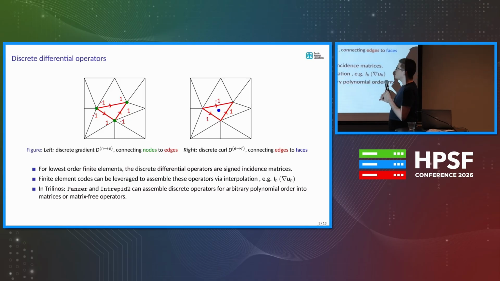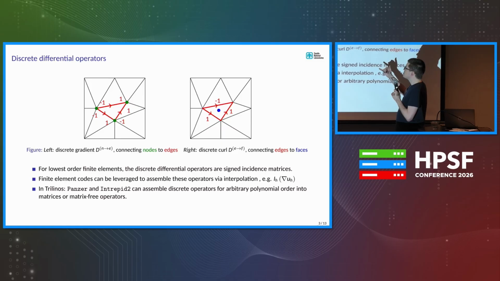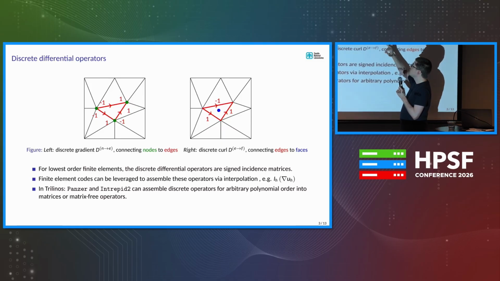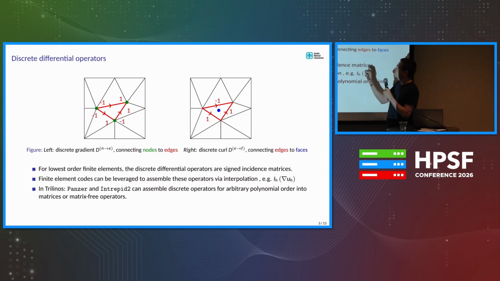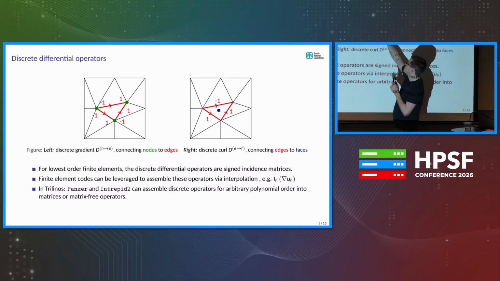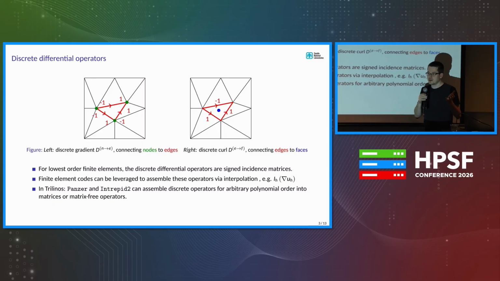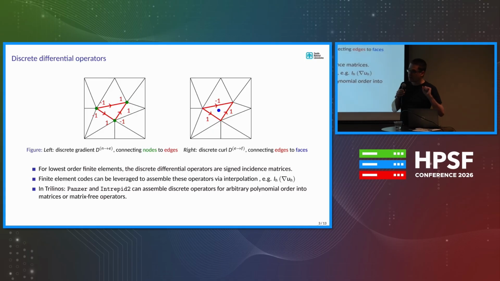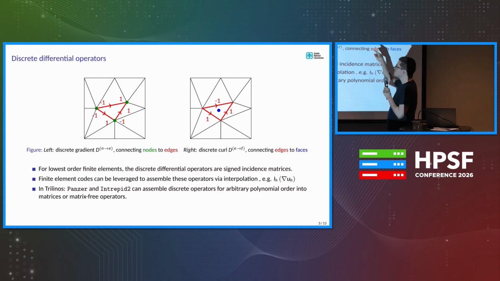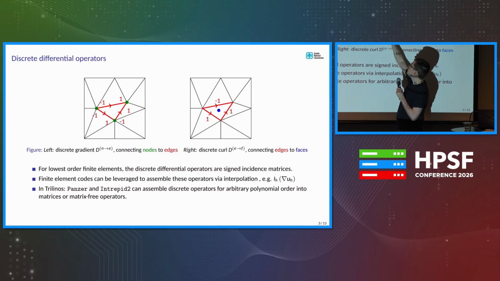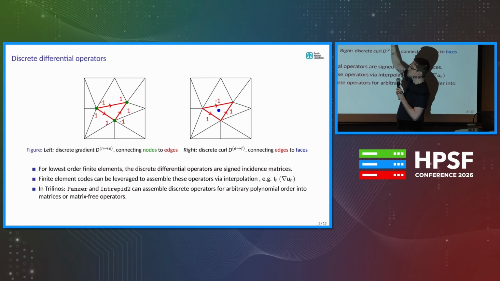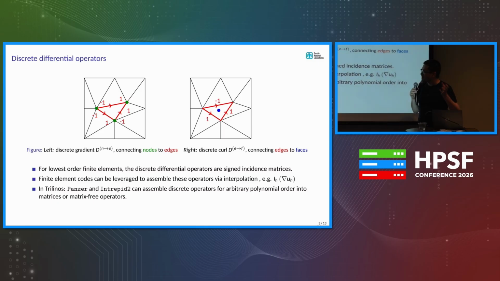Similarly, you can write down your discrete curl operator, but this is a signed incidence operator that connects edges to faces. Now, this is a 2D picture. You can imagine the same thing happening in 3D as well, but it effectively connects your edges to the faces that have these edges as their boundary. And again, the signs correspond to how these edges are oriented so that they form a nice loop. So you can see a positive sign, and then a negative sign, because we want to actually close the face.